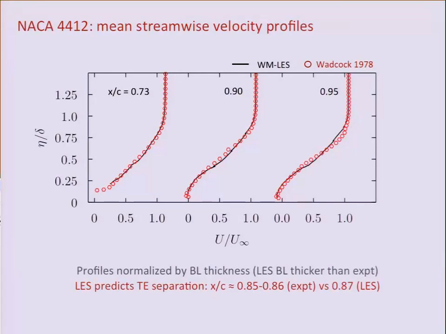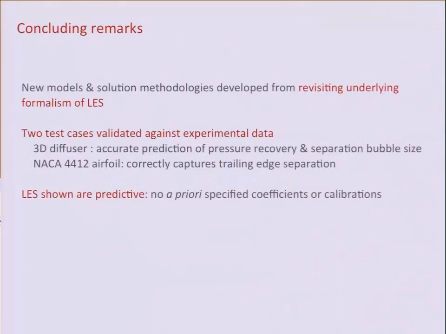If you try to figure out exactly how close you are to the experiment, these are some stations at 70%, 90%, 95% of the chord of our LES compared against the experimental measurements. We do predict a separation. So these are negative velocities, less than 0. And the size of the separation bubble is actually well captured by our LES. If you look at the exact separation location, as I had mentioned, the experiment has separation at about 85, 86% of the chord. We're slightly delayed at 87% of the chord, but we still predict that trailing edge separation.